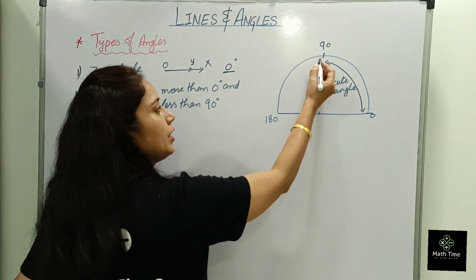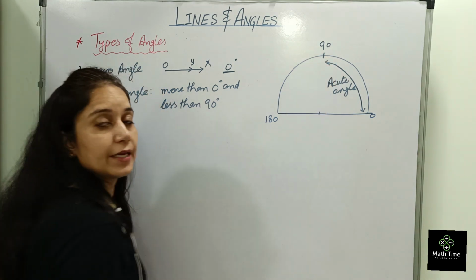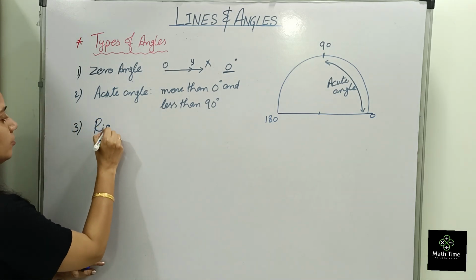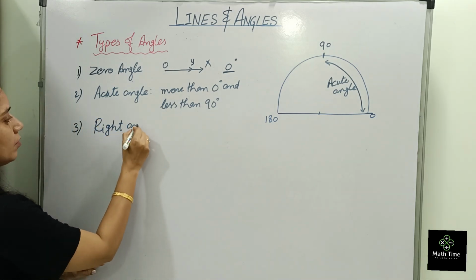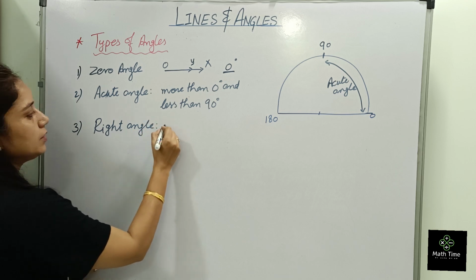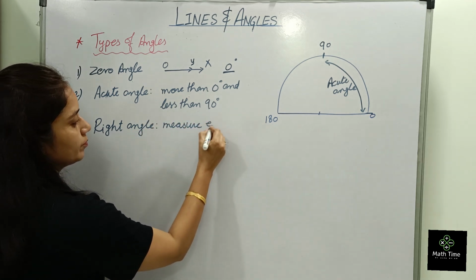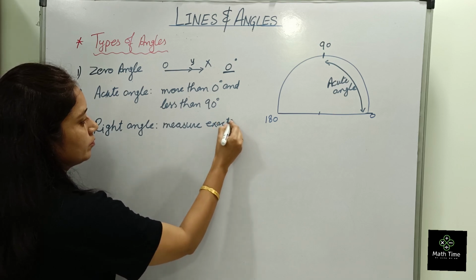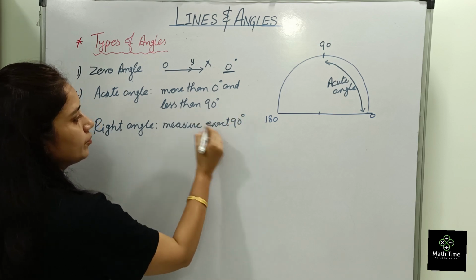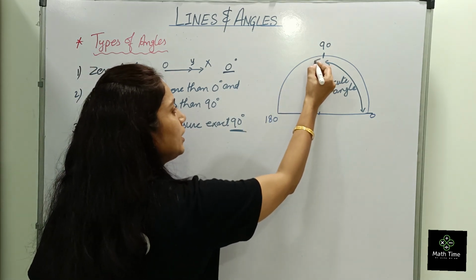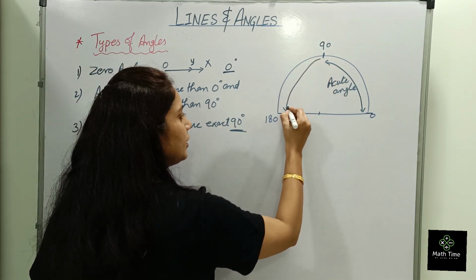Now after acute angle we reach the top and it is exactly 90 degree. The third angle is the right angle. It measures exactly 90 degree.